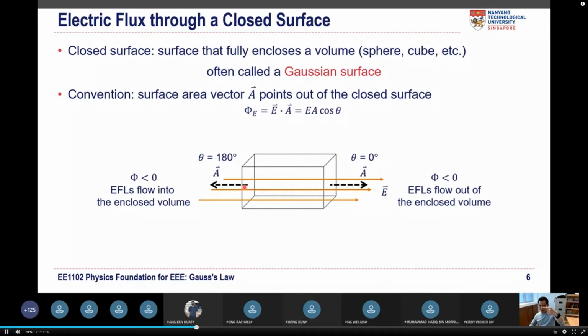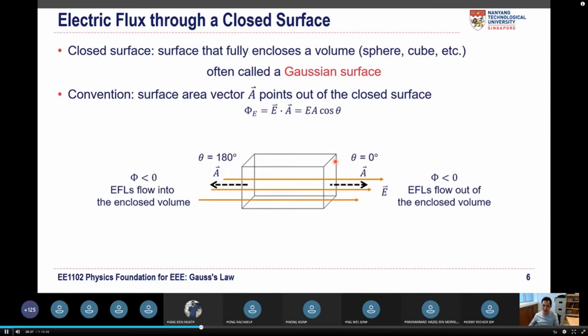Okay. So if the electric field is going in this direction through this closed volume or closed surface, then we can see that on this area, the A and E are in the same direction. The area vector and electric field are in the same direction. Whereas with this one, because with a closed surface A has to be pointing out of the closed surface, this is going to be in the opposite direction. E and A are now in the opposite direction.